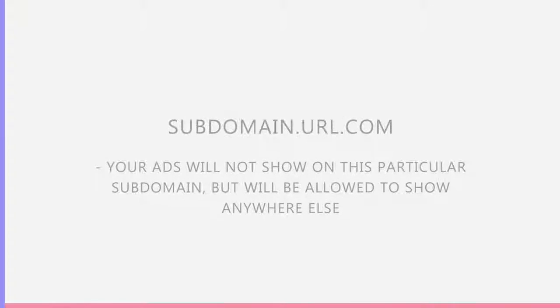Now, the third one: let's say there's a specific subdomain that's not performing well. You could put in subdomain.url.com. What this means is your ads won't show on this particular subdomain, but you will show anywhere else. So you will show on www.url.com/folder/page.html, anything, as long as it doesn't have that specific subdomain in it.